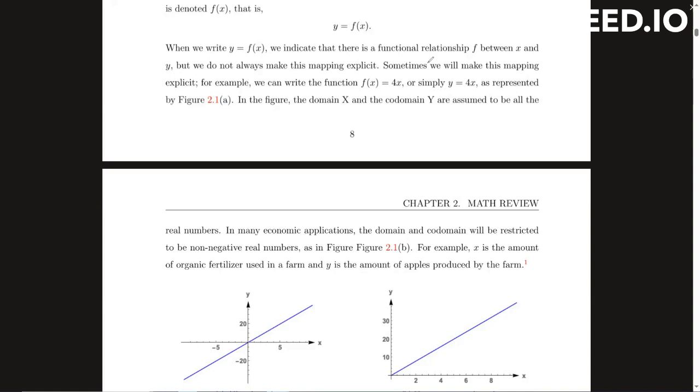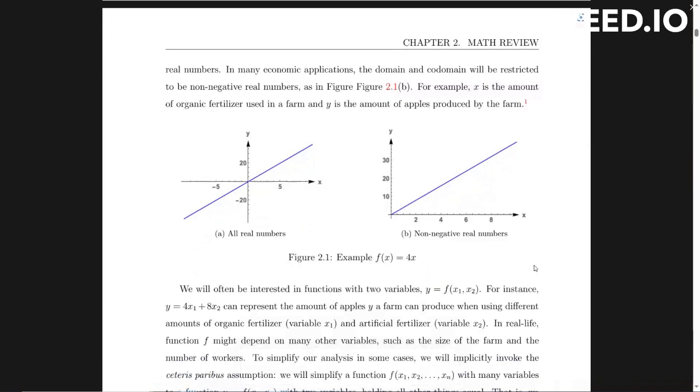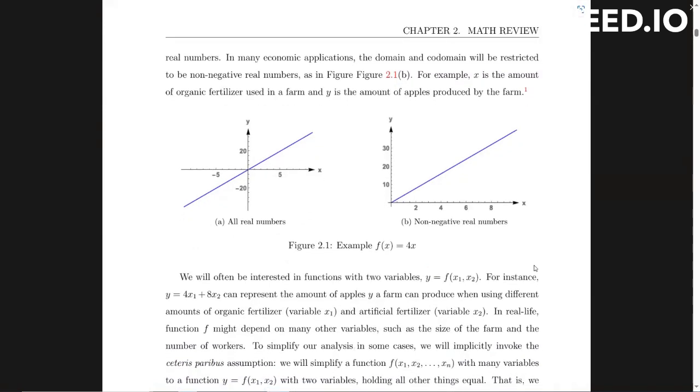But what do they say here? Sometimes we will make this mapping explicit. For example, we can write the function f of x equals 4x, or simply y equals 4x. We don't really need to read all that. It doesn't really matter. I just want to do a quick review of everything that they just said. This just shows y equals mx plus b, a straight line.